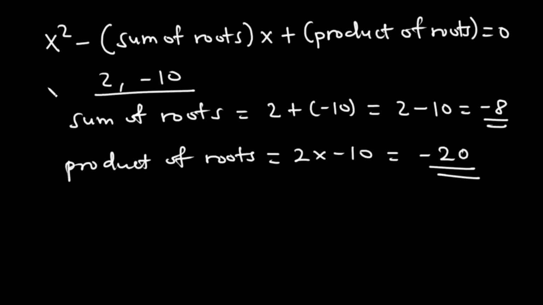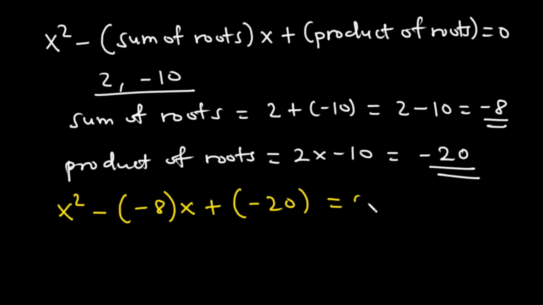So using this formula, we can find the quadratic equation. So we have x squared minus the sum of roots, that is negative 8x, plus the product of roots, that is negative 20, is equal to 0. So we have x squared plus 8x minus 20 is equal to 0. So the quadratic equation whose roots are 2 and negative 10 is x squared plus 8x minus 20 is equal to 0. Let's try another example.